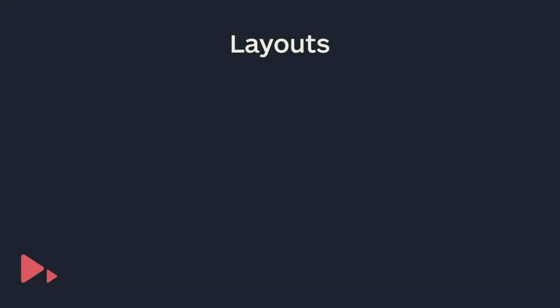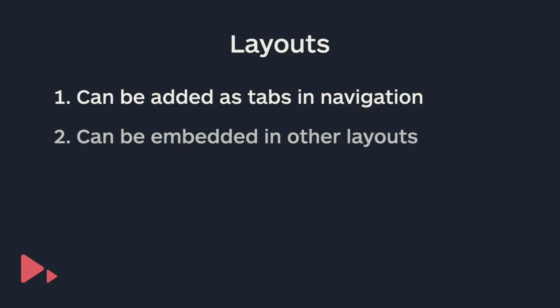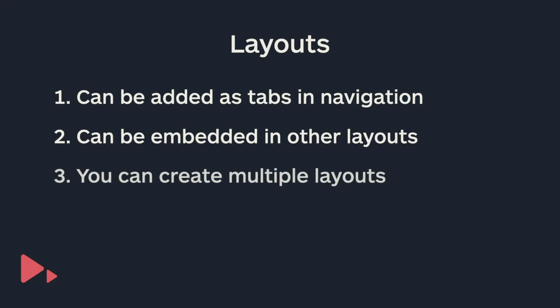Let's talk about where layouts fit into your app structure. Just like feeds, layouts can be added to your app's navigation or even embedded inside another layout. You can have multiple layouts in your app, which is useful when you want to display content in different ways. For example, you might use one layout for the home screen, showcasing content you want to highlight at the moment, and another layout for organizing content by genres or topics. How you structure your app is entirely up to you.